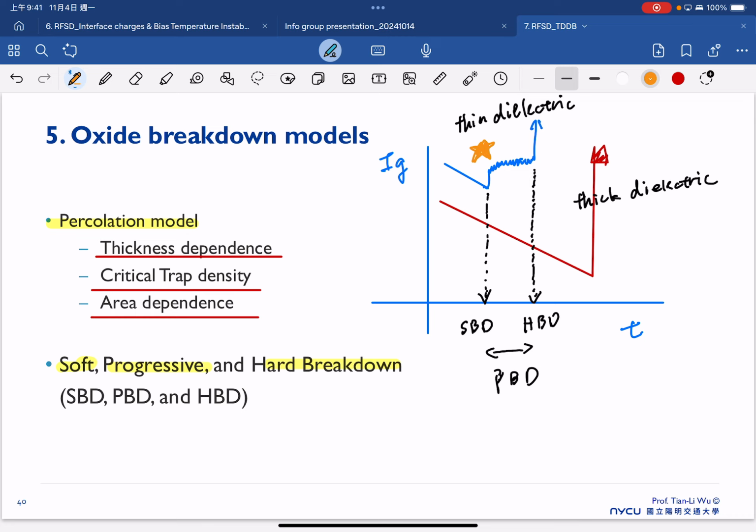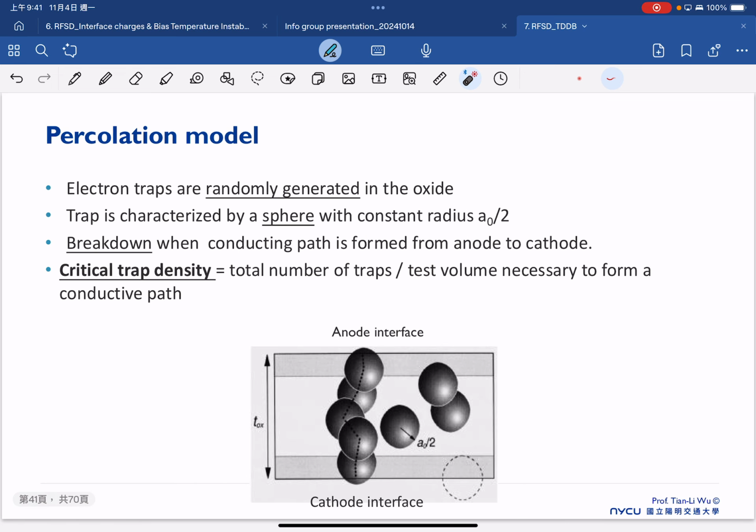Once we have the population model, it can also help us to perfectly explain these phenomena. Let me introduce the population model again. As we already know, the electron traps are randomly generated in the dielectric. That's why we need to introduce the concept of probability to analyze the time-dependent dielectric breakdown.